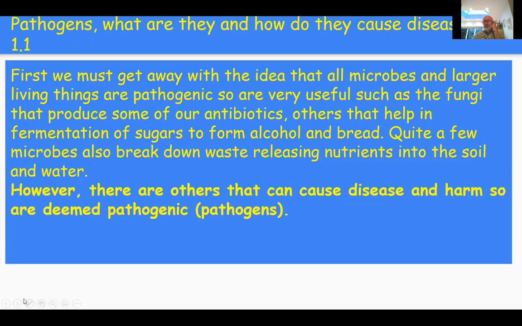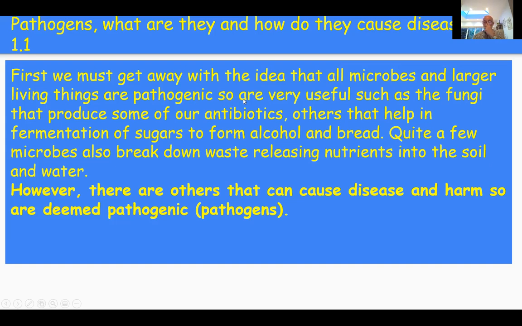So pathogens, what are they and how do they cause disease? So we're looking at assessment criteria 1.1. Now remember, you can subhead it 1.1 and then you can take those out after the draft so that you know you've covered all the assessment criteria. So first, we must get away from the idea that all microbes and living things are pathogenic, because they're just not.